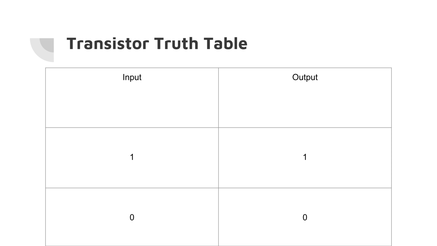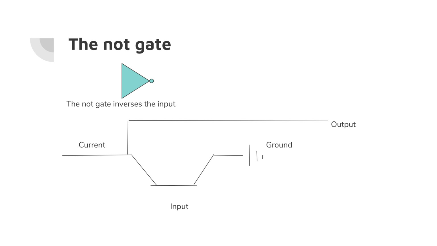So there's a truth table for a transistor. A transistor could also be known as a buffer. And buffers don't do anything. They just leave 1 as 1 and 0 as 0. There's another gate called a NOT gate that actually inverses the input. So let's see how this works.